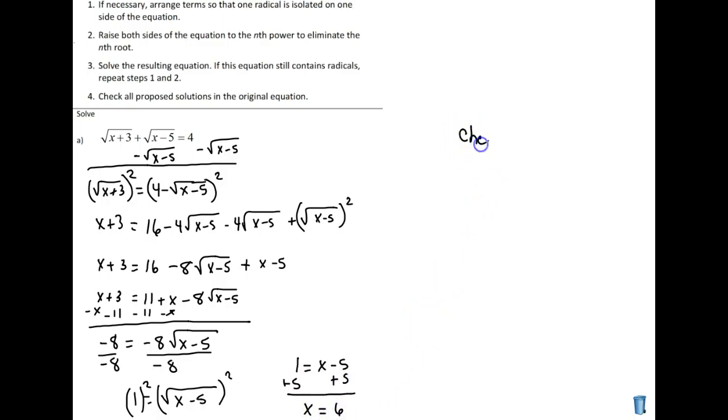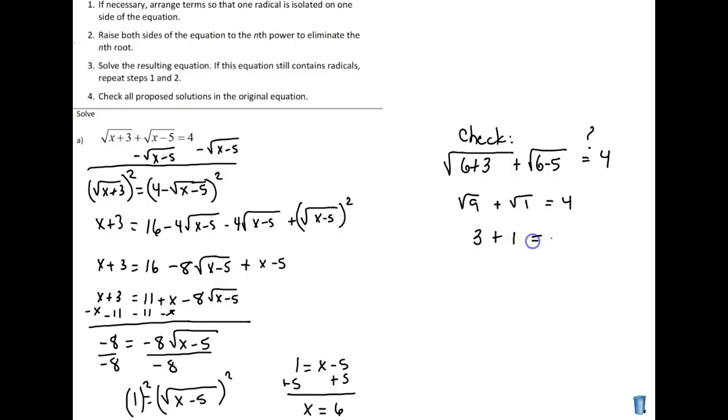Just like in our previous problems, I do need to check it. Go back all the way to your original equation. Okay, so if I go square root of 6 plus 3 plus the square root of 6 minus 5, does that equal 4? Well, that's the square root of 9 plus the square root of 1, which is 3 plus 1, which equals 4. So it checks off good.